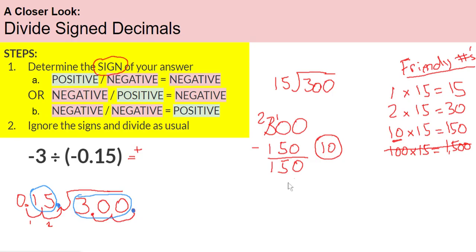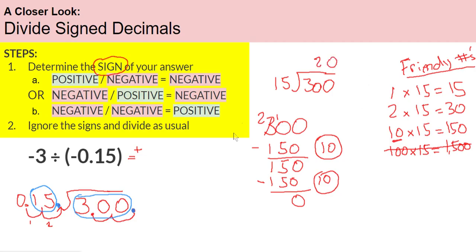All right, 150. Can I take out another set of 10? Well, one set of 10 is 150, so I can take out 150. It'll give me a perfect 0, so no remainder. So I took out another set of 10. So my answer would be, 10 and 10, that makes 20.